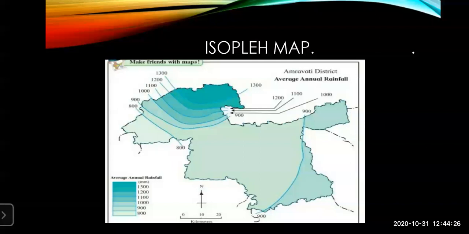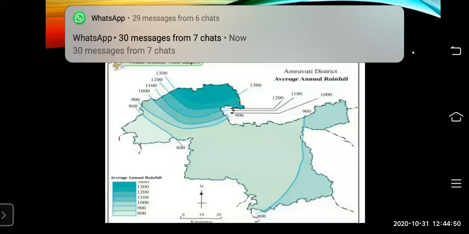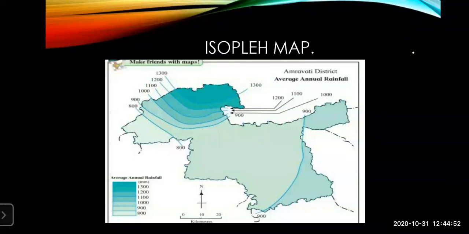If you see the map carefully, this we have already taken in the previous lecture. They are joining the equal values. These lines you must have seen in the previous classes, and these are isotherms for counting the equal temperature. When you want to show values of temperature, then isotherms are used.